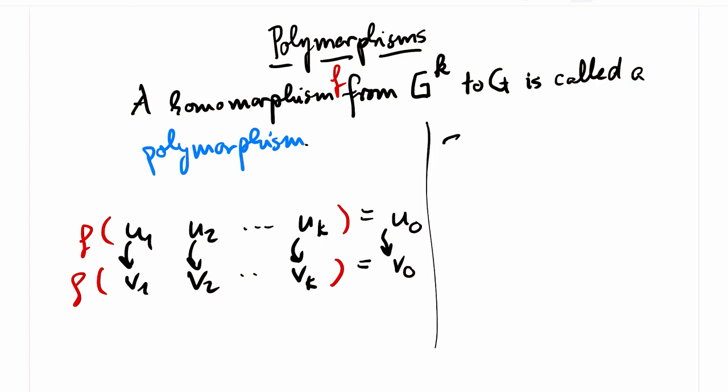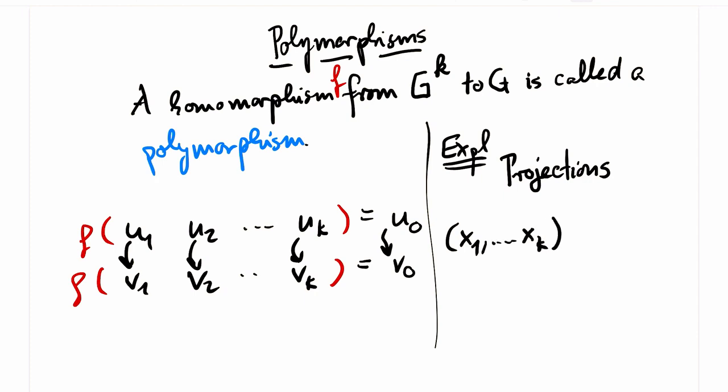Let's see an example. It's a little bit of a boring example. No matter how G looks, the projections will always be polymorphisms. So what's a projection? It's a map that sends x1 up to xk to xi for some fixed i. This is also called the i-th projection.